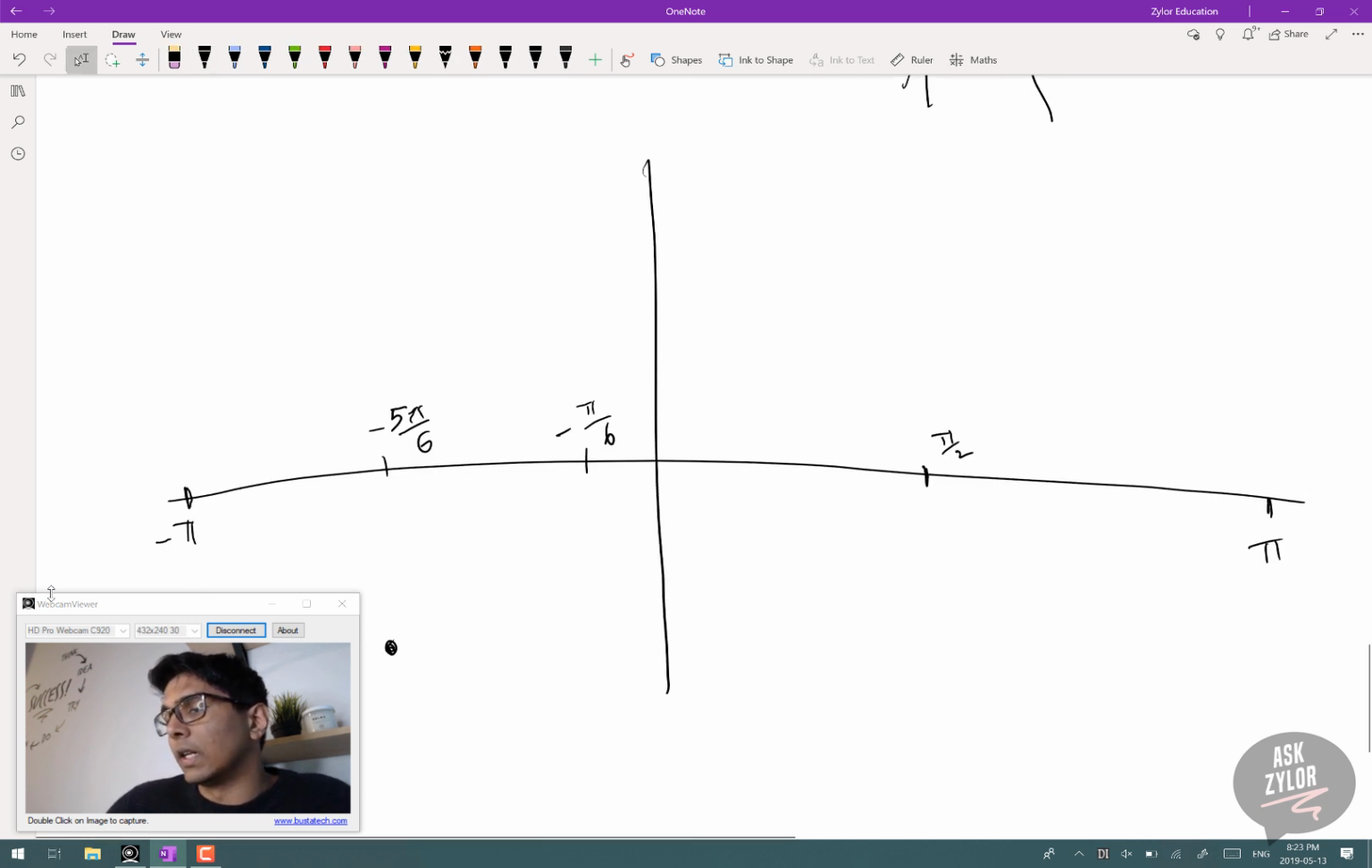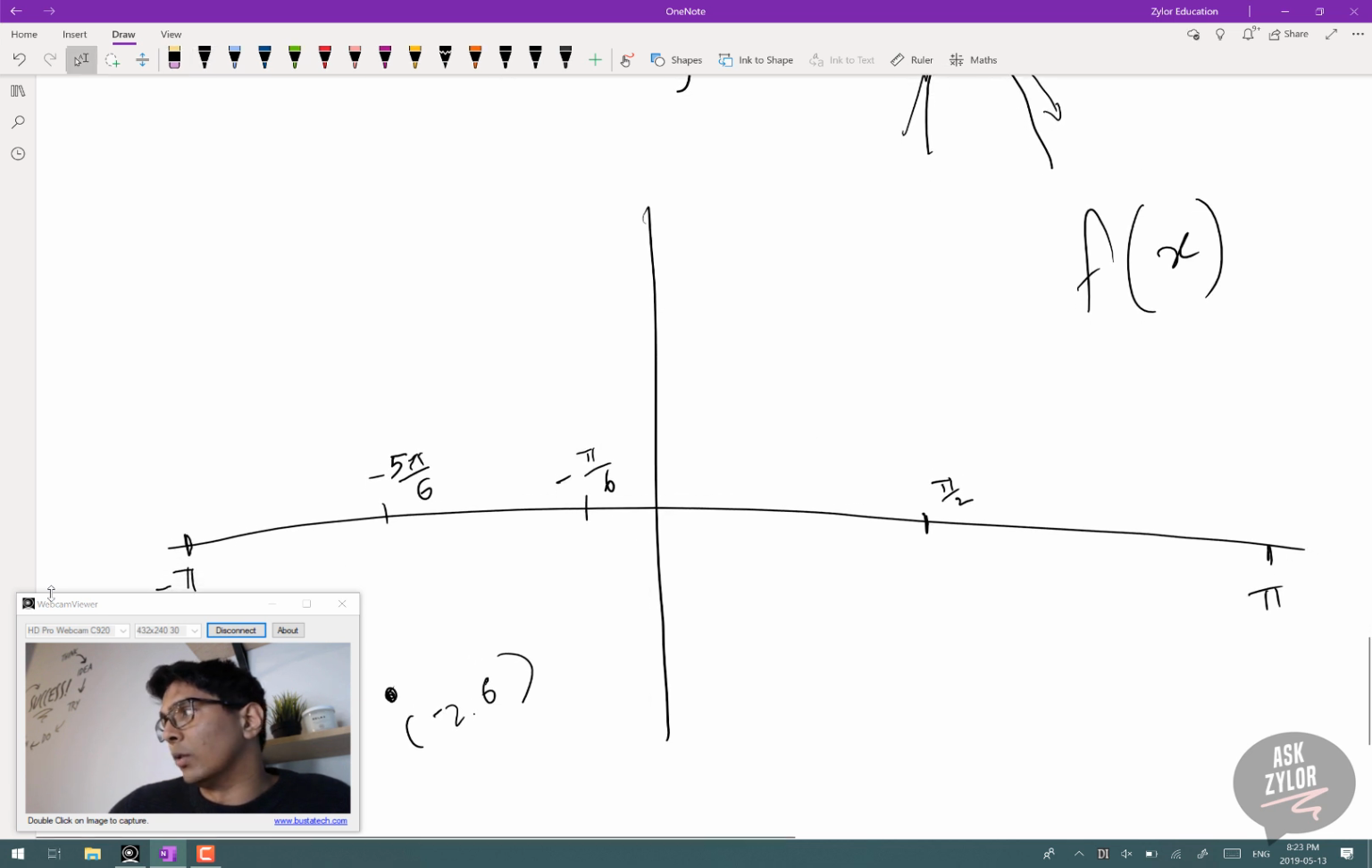Now I can find the exact values by plugging them into my function, f of x. When I plug them in, I should get roughly negative 2.6 for negative 5 pi over 6, and negative pi over 6 would give me roughly 2.6 as well. And the pi over 2 will give me 0.